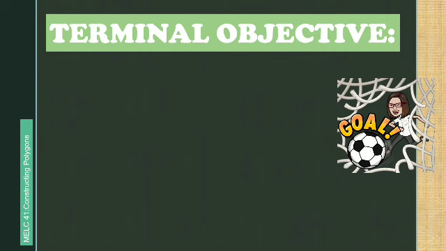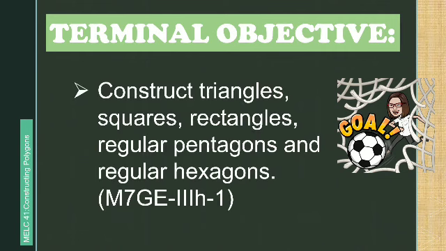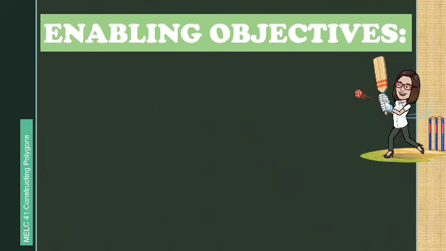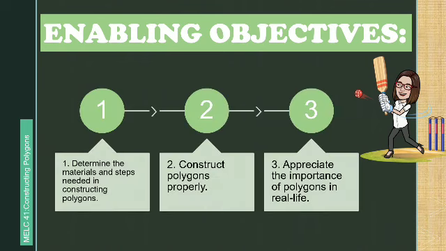Our terminal objective is to construct triangles, squares, rectangles, regular pentagons, and regular hexagons. Our enabling objectives are as follows. 1. Determine the materials and steps needed in constructing polygons. 2. Construct polygons properly, and appreciate the importance of polygons in real life.